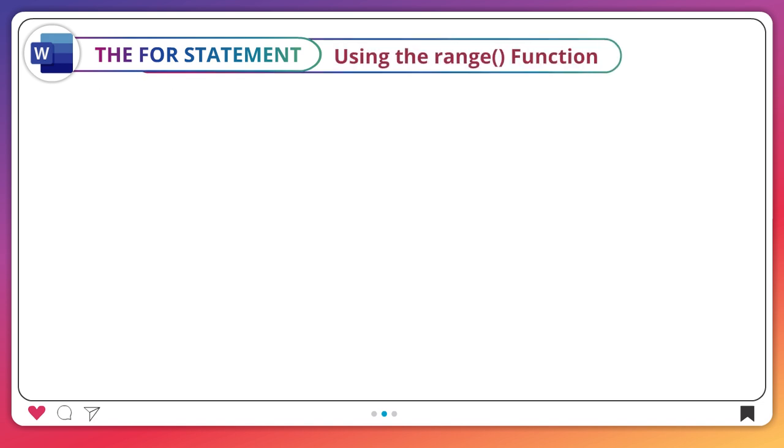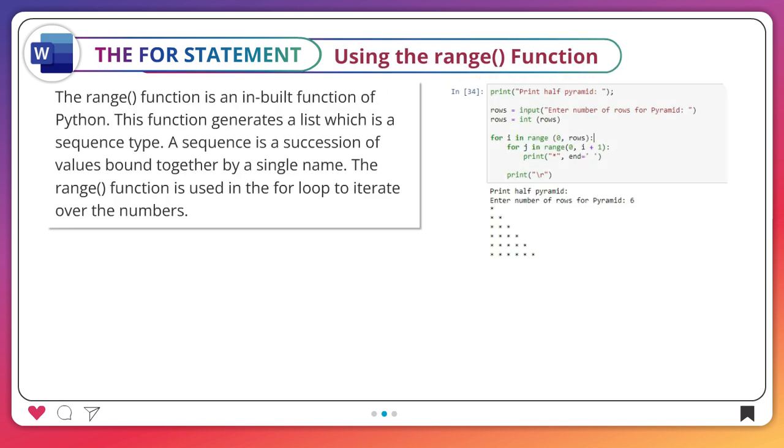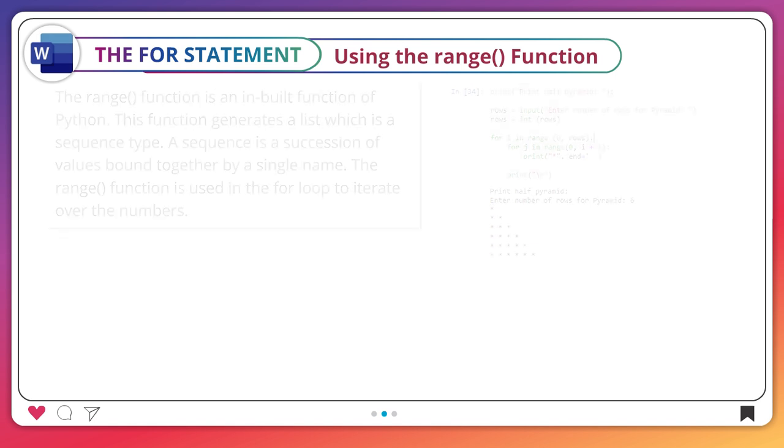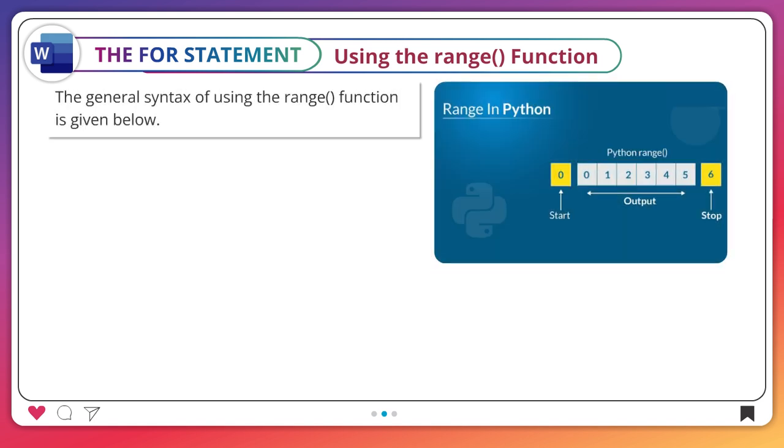Using the range function. The range function is an inbuilt function of Python. This function generates a list which is a sequence type. A sequence is a succession of values bound together by a single name. The range function is used in the for loop to iterate over the numbers. The general syntax of using the range function is given below.